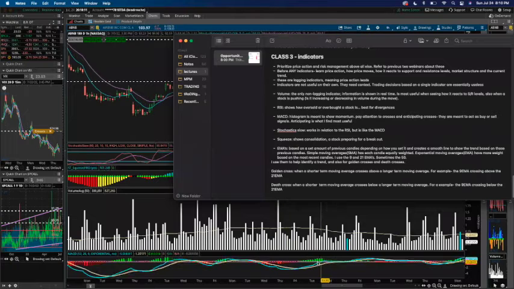It'll update when the candle closes. This one will, this one will, this one will. All these other ones will. Volume is the only non-lagging indicator. So information is shown in real time. Most importantly, how I use it is how it reacts to support and resistance levels.